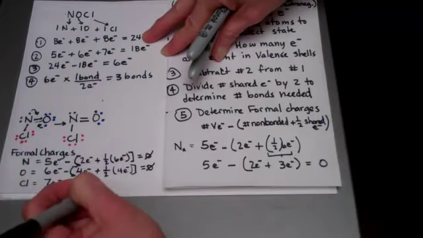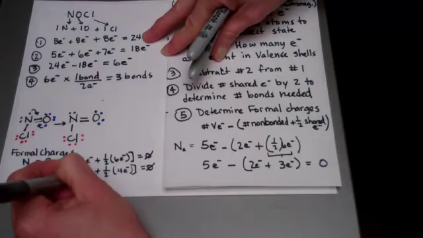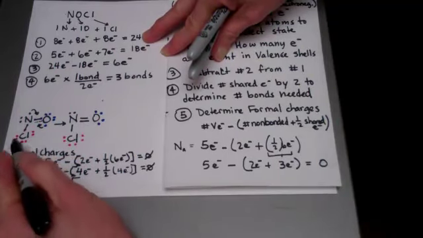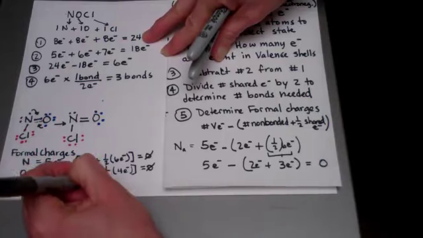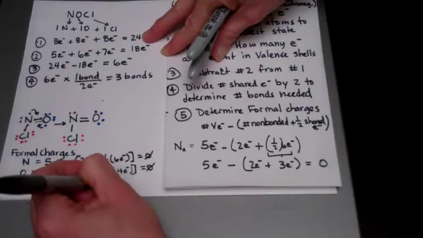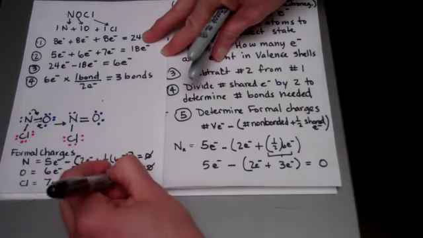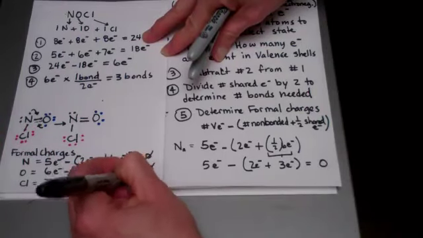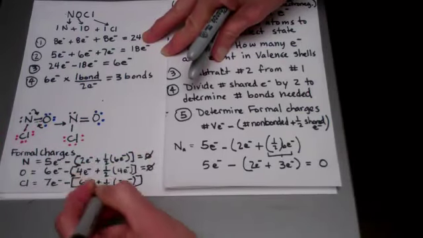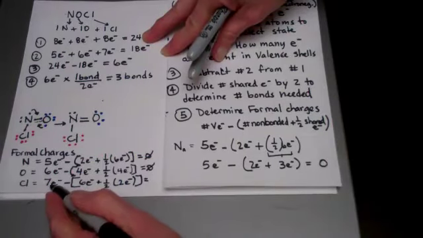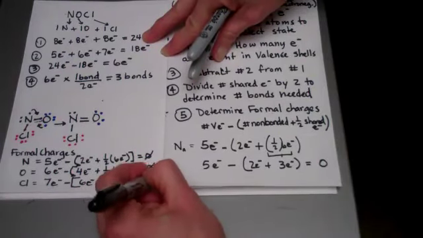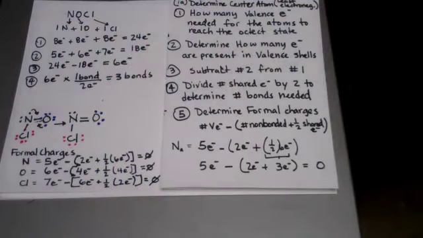And for the chlorine, we can calculate formal charges. It starts off with 7 electrons in its valence shell. If we subtract off the non-bonded pair is 6 electrons, plus 1/2 of the bonded electrons, which in this case is 2 electrons. We can see that this is going to equal 0 as well. 7 minus 7. So this is the ideal structure to draw this molecule in.